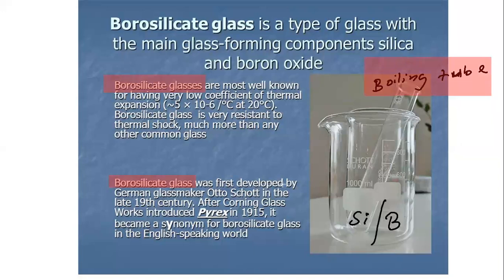Boiling tube. But a test tube sometimes cannot tolerate that much high temperature. Can you see here? They have given here, borosilicate glass is what? Very resistant to thermal shock. And it doesn't expand much, because any item expands on heating.